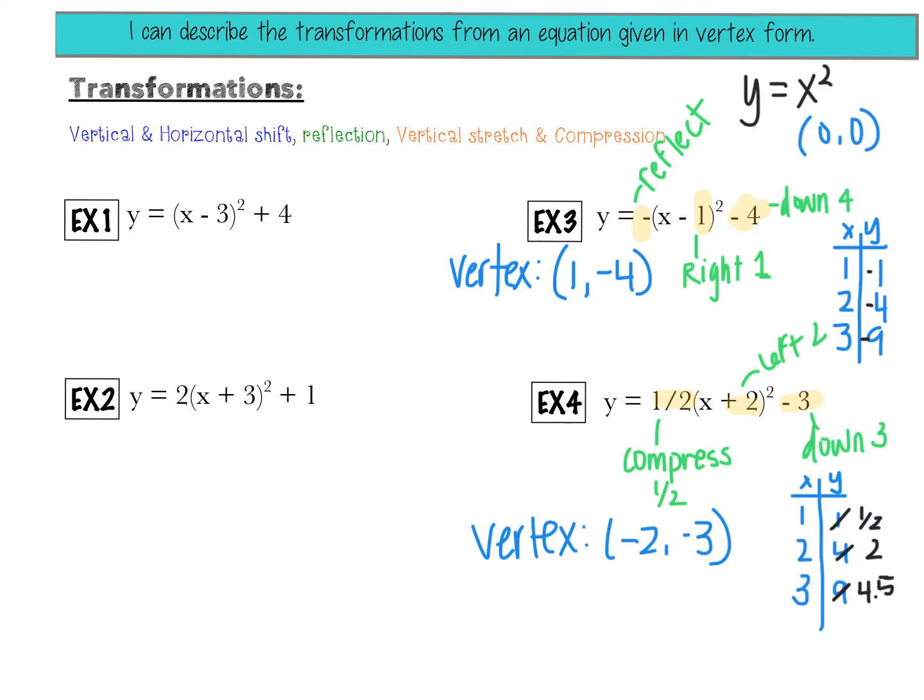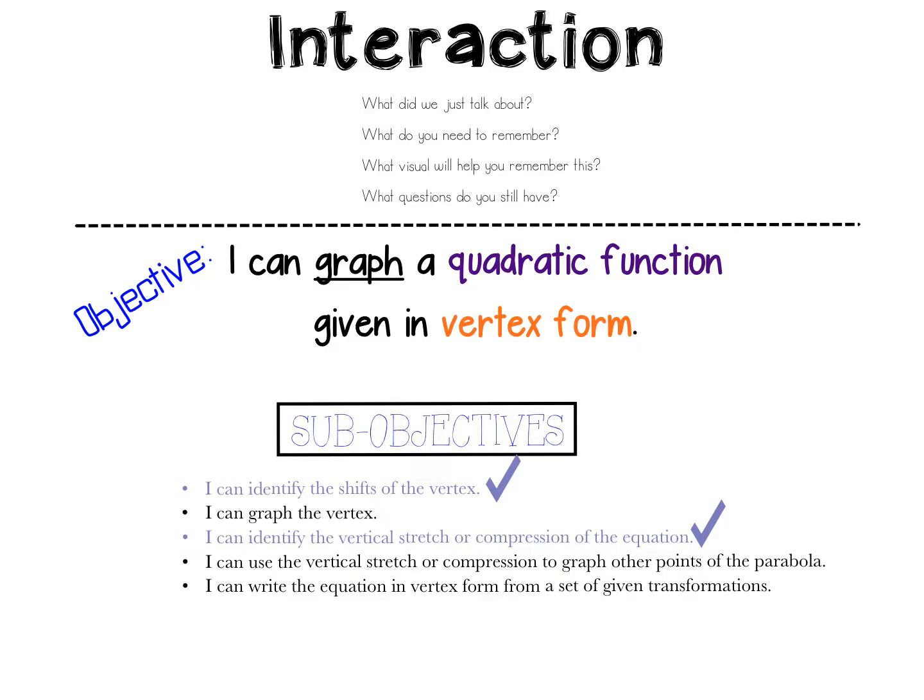So it's really going to be over 1, up 1/2, over 2, up 2, over 3, up 4.5. All right, so that is the bulk of what we're doing. We now just have to take that information and put it on a graph, which is pretty straightforward now that we've done the hard work.